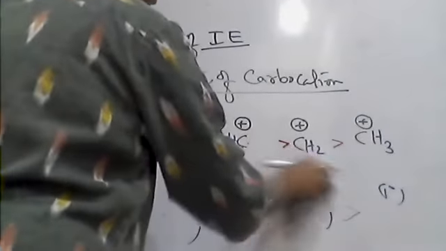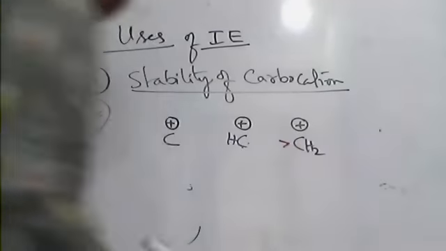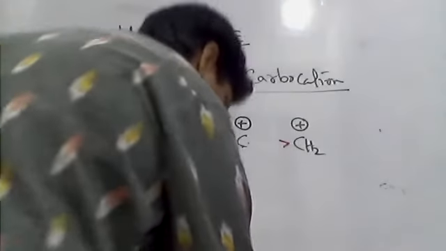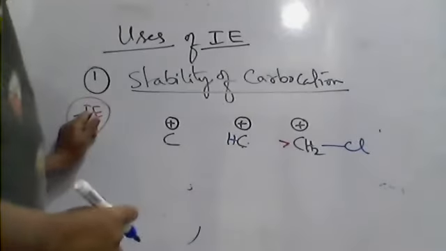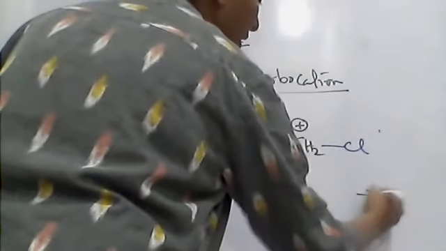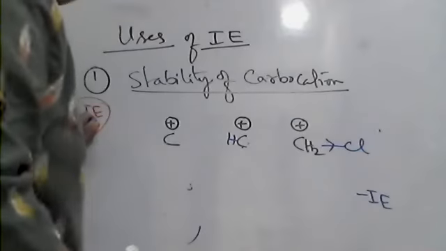Now to the same carbon, which is a positive carbocation, this time I'm attaching a chlorine group. If the CH2 plus group is attached to chlorine, what is chlorine? Chlorine has a minus I effect, which means this group will take electrons from the carbon. This group will take electrons from the carbon. Already this CH2 is positive due to loss of electrons, having more positive charge.